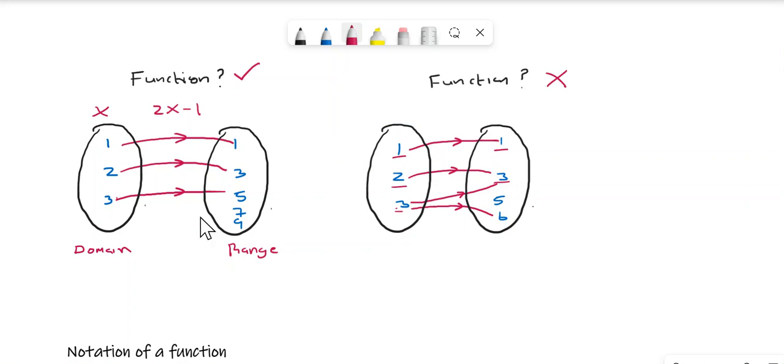And again, as I say, when we look at these diagrams, on the left-hand side you have the domain values, on the right-hand side you have the range values, and then these arrows are just mapping the domain values to the range values.